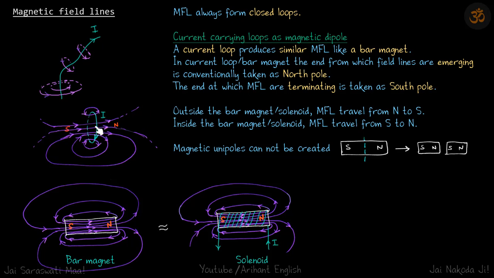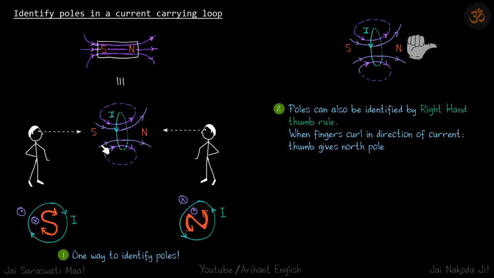Now let us see again how we can decide which side of a loop or a magnet is north and which side is south. So, identifying poles in a current carrying loop. This is a bar magnet, and like we discussed, a bar magnet is similar to a current carrying loop. Here we can see that the lines are emerging, so this is the north pole, and here lines are terminating, so that is the south pole.